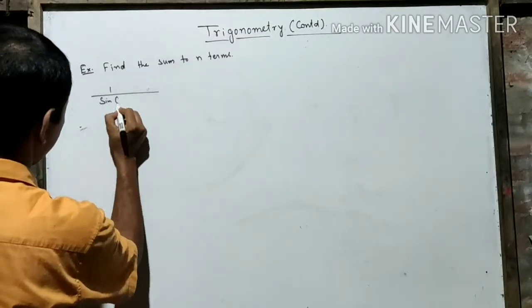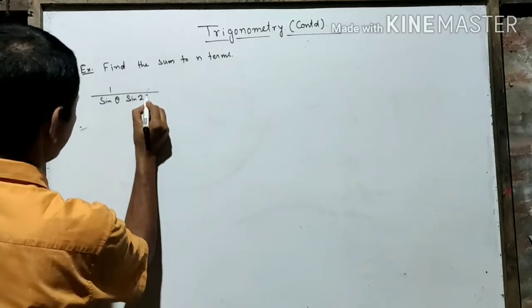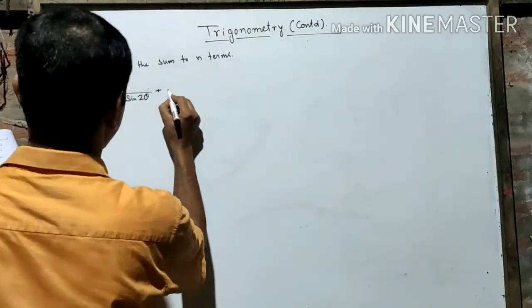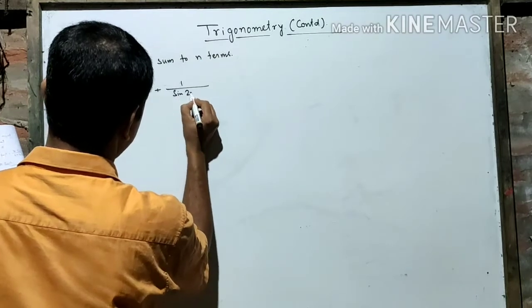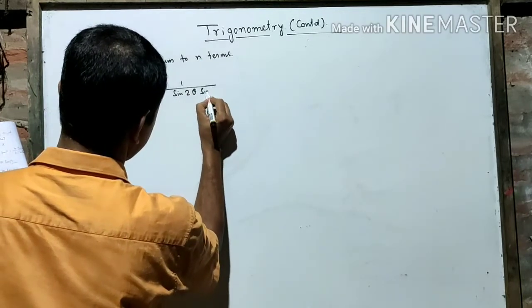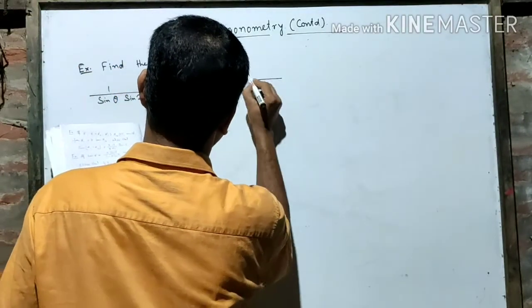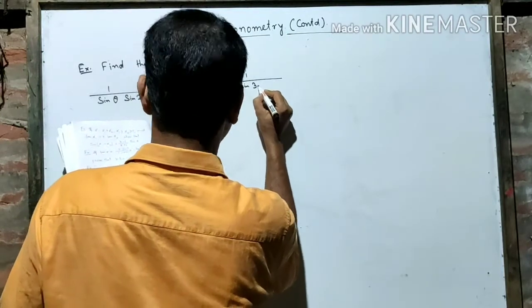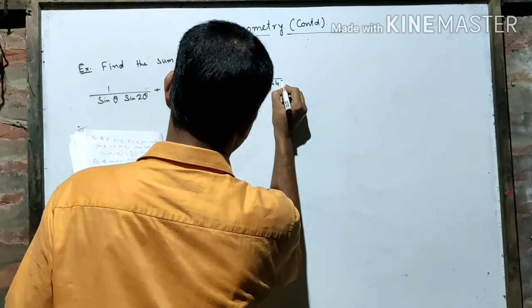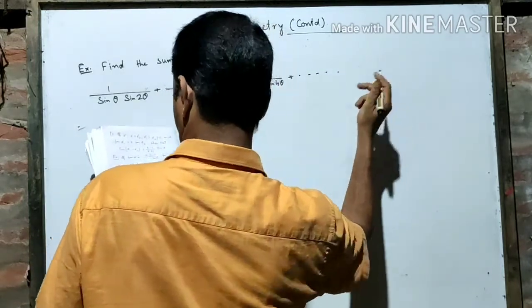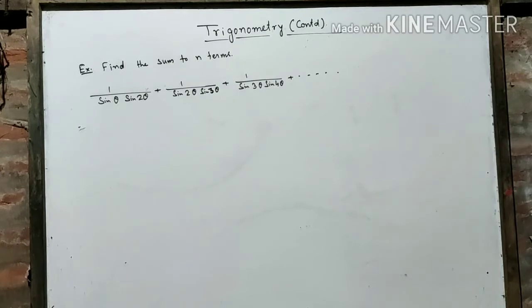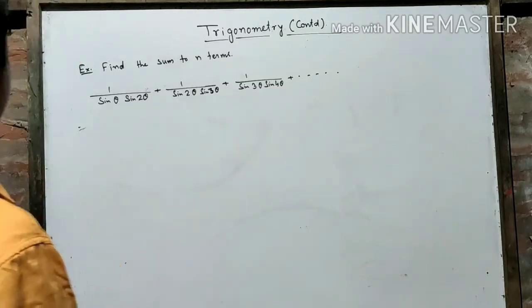1 by sin theta into sin 2 theta plus 1 by sin 2 theta into sin 3 theta plus 1 by sin 3 theta into sin 4 theta, and so on. You are to find the sum of this structure up to n terms. So how to find the sum? You learn some technique here. Let's start.